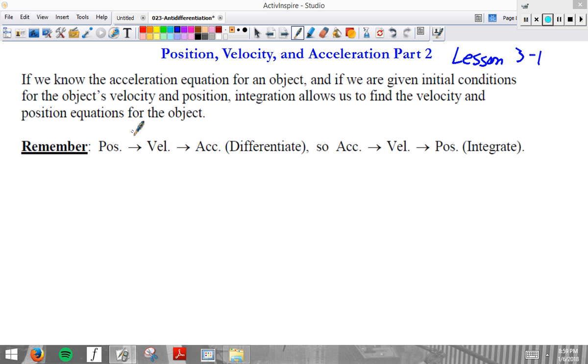Lesson 3-1 was all about how if I know the position equation, I could take the derivative to get the velocity equation. I could take the derivative of velocity to get to acceleration. Now, if we know the acceleration equation for an object and initial conditions, I could go from the acceleration back to velocity. I could go from velocity back to position. Okay? Because, again, integration undoes differentiation. So let's put that into effect.